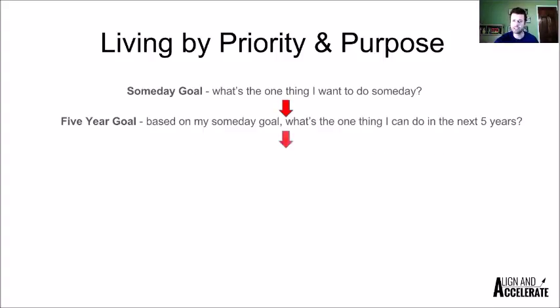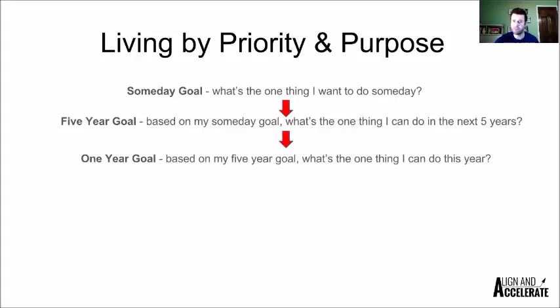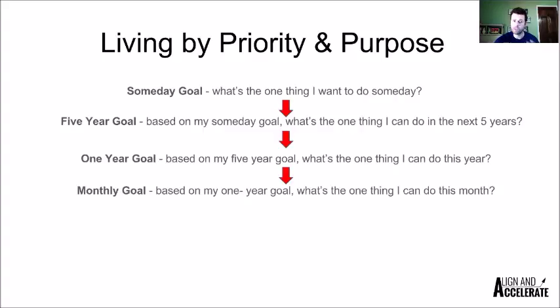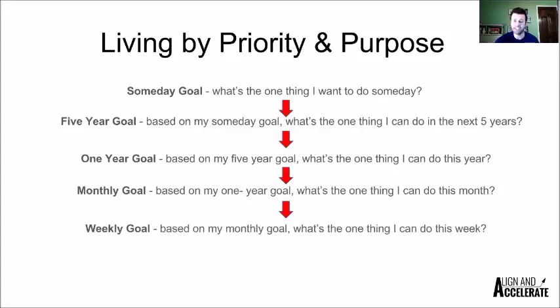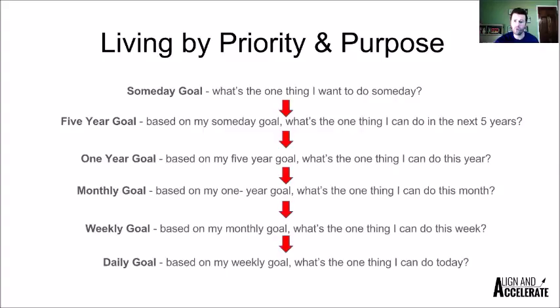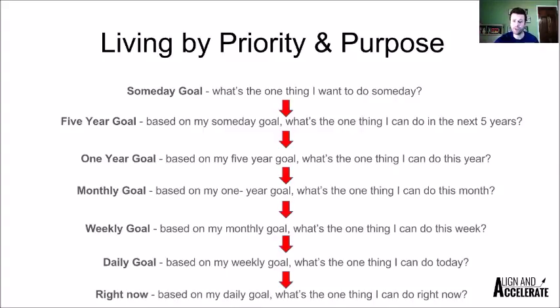Now, from this, you break it down. Based on my 5-year goal, what's the one thing I can do this year? Based on my 1-year goal, what's one thing I can do this month? And then you distill it even further. Based on my monthly goal, what's the one thing I can do this week? Based on my weekly goal, what's the one thing I can do today? And based on my daily goal, what's the one thing I can do right now? That's an example of how you can take your far off goal and bring it back to this moment.